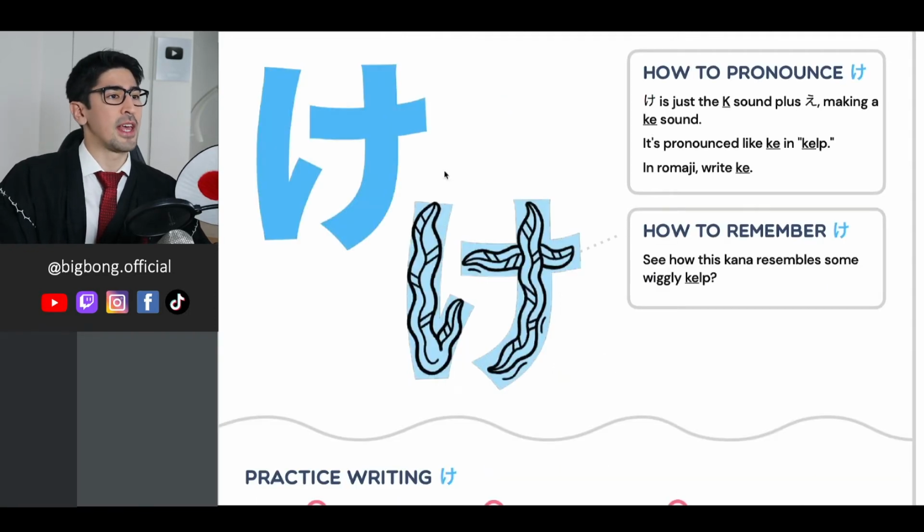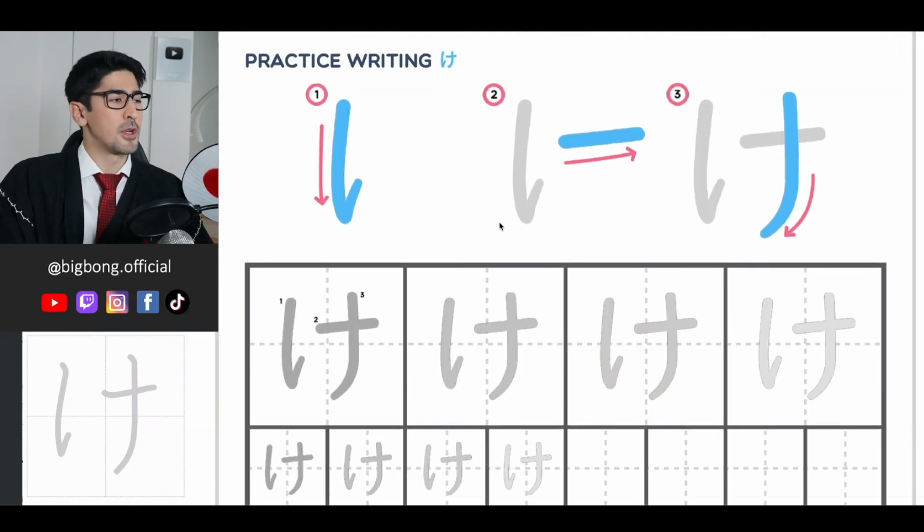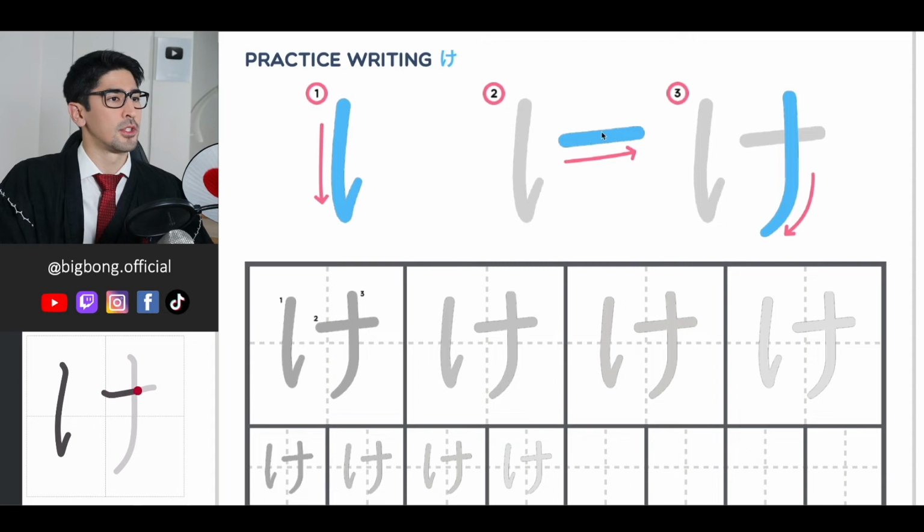Ke. It's pronounced like ke in kelp. See how this kind of resembles some wiggly kelp. 3 strokes. 1, 2, 3. Top to bottom, left to right, and again top to bottom with a little angle.